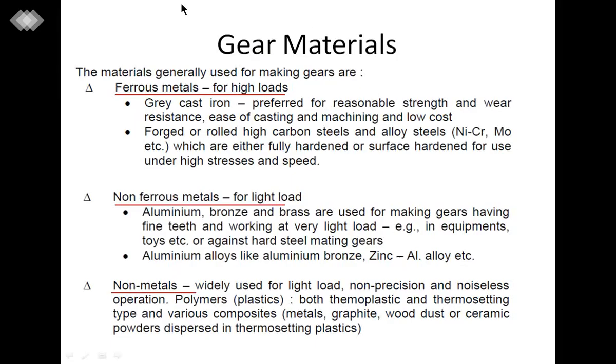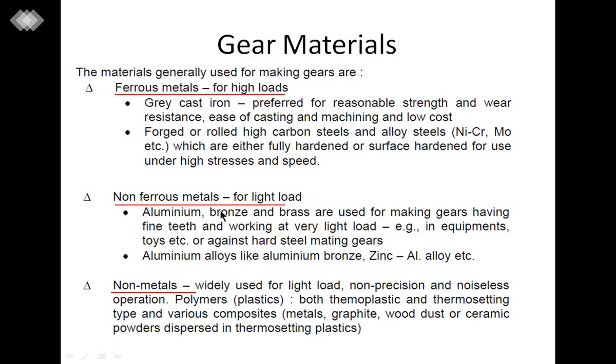So what gear materials are used for gear manufacturing? Generally ferrous metals are used for gears in high load applications. Grey cast iron is recommended for reasonably high strength and wear resistance. It has ease of casting and machining, and is a low cost material. Forged or rolled high carbon steels or alloy steels are used, either fully hardened or in surface enriched condition, under high stresses and speed.